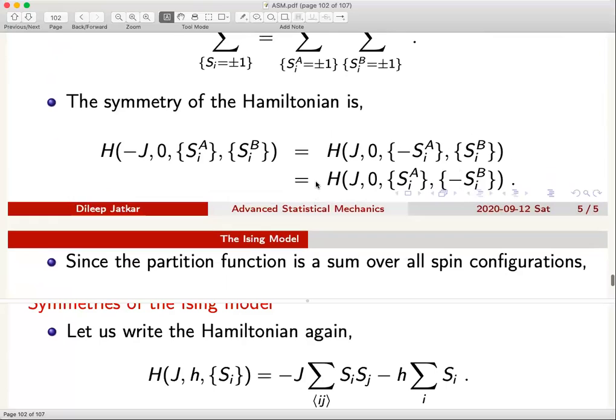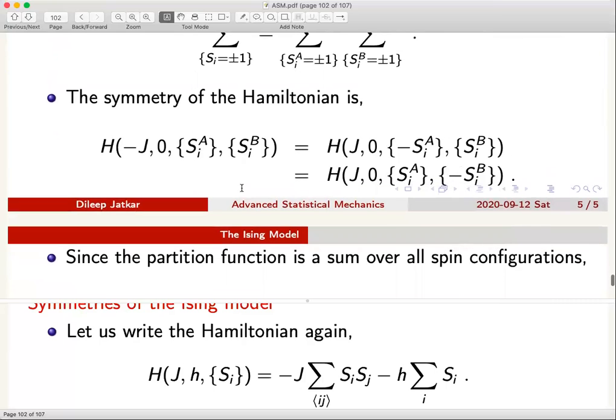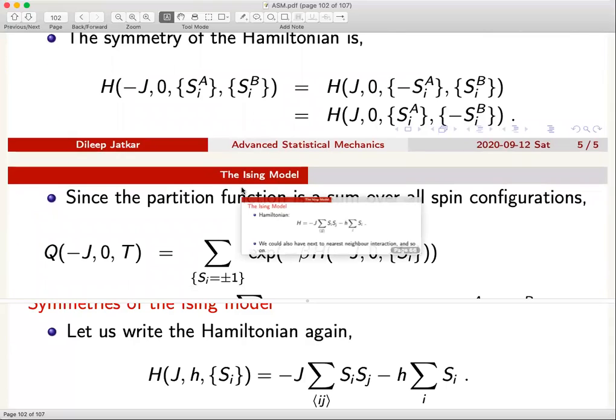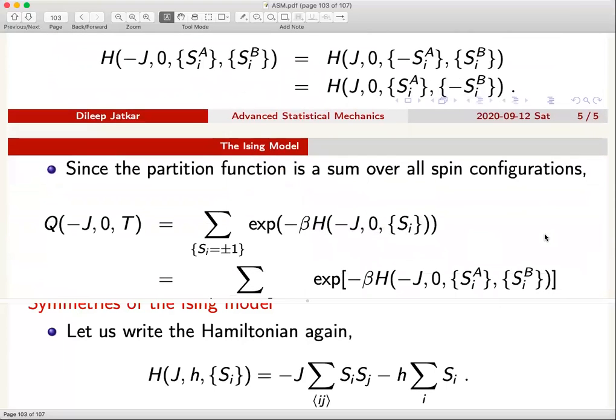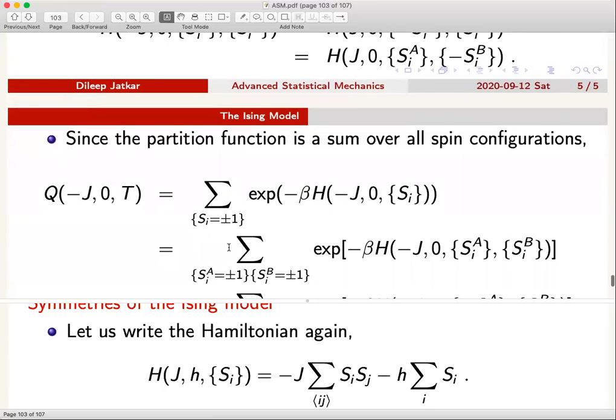Now let's see how this reflects in the partition sum. The partition function is written as usual, the sum over all the spin configurations, and we want to look at Z(−J0, T). No external magnetic field, and this is the setup. So that is the sum over all spins of exponential of minus beta times minus J0 Si Sj. We divide the spins into SiA and SiB and write down this expression. Of course, we are summing over both sublattice spins.